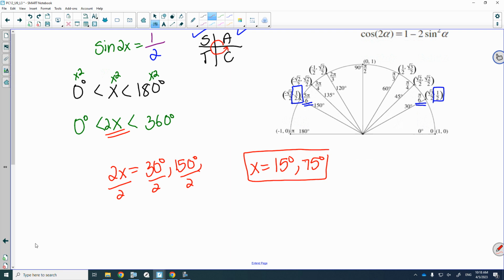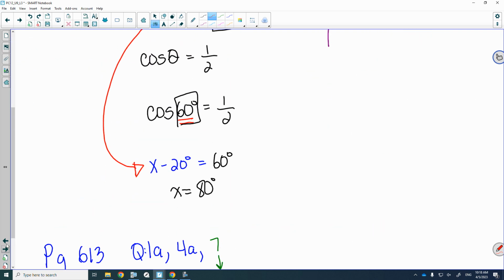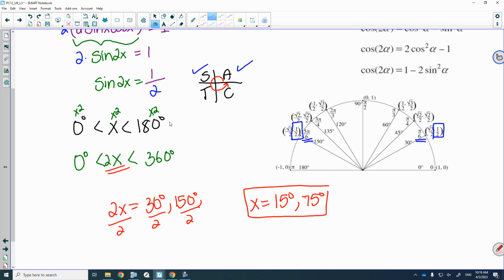There can't be 4 solutions, even though my domain was doubled. Because this was 0 to 180, I just need answers from 0 to 360. And the only places on my unit circle where y is 1/2 are just those 2 places.